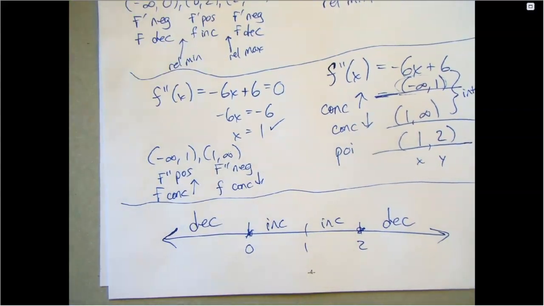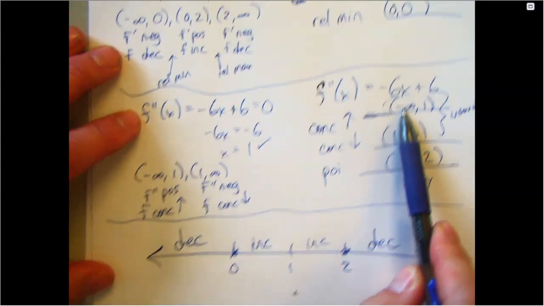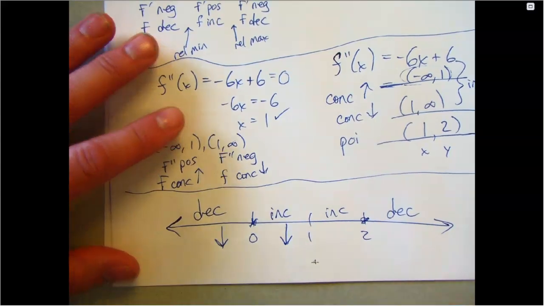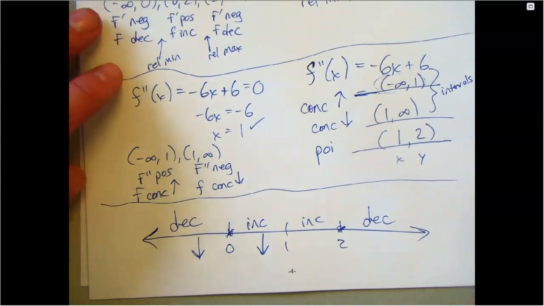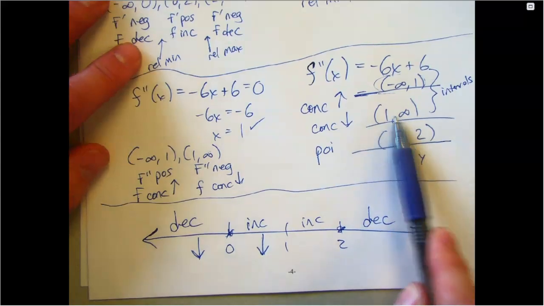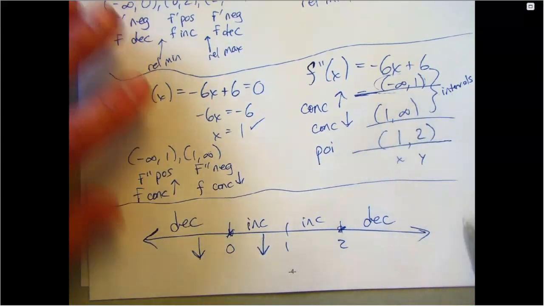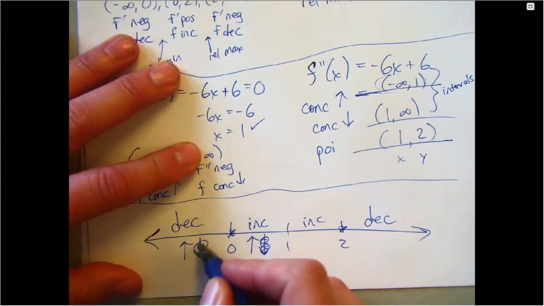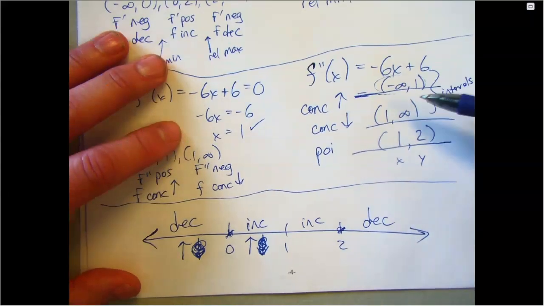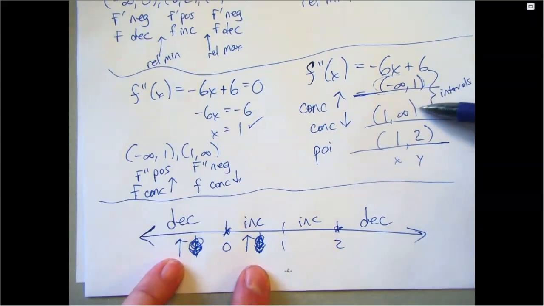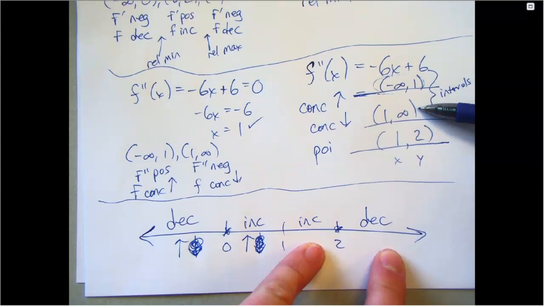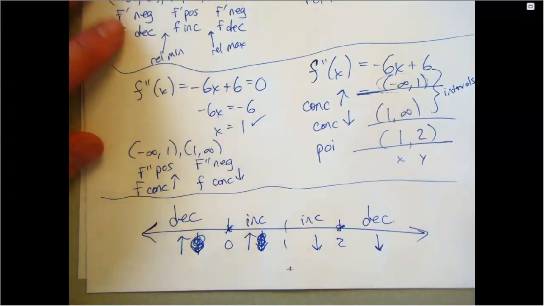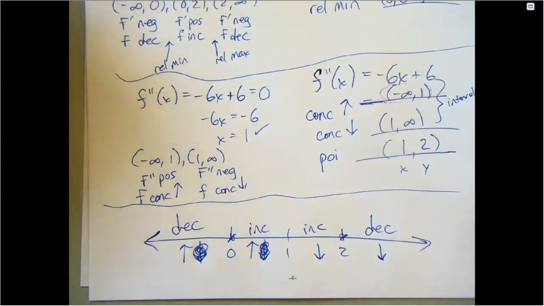Bottom, we're going to do concavity. So I learned up here that we're going to get concave down all the way up to 1. So any interval to the left of 1, I'm just putting concave down. And then from 1 to... I did that backwards. This is up. So that's concave up. And then concave down from 1 to infinity. So in these 2 spots, concave down.